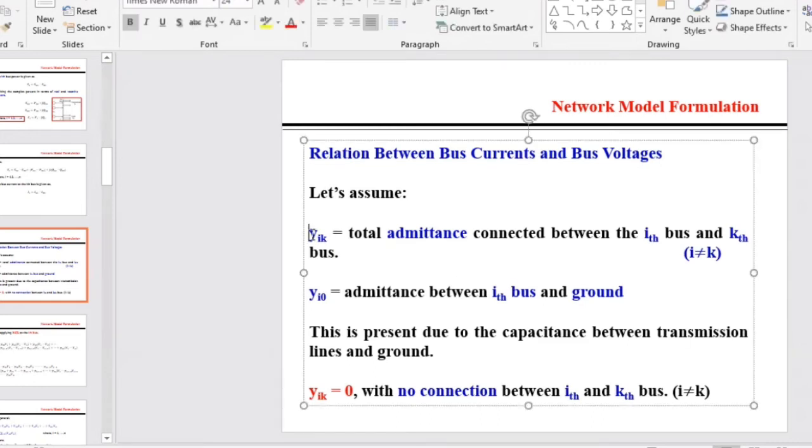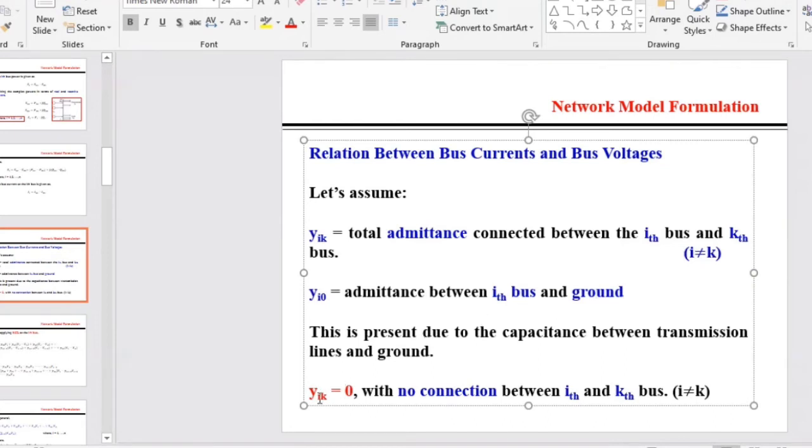So we represent YIK, meaning the admittance between the ith bus and kth bus. But again, here we have to remember that i cannot be equal to k in this case, meaning the bus is connected to itself. That cannot be the case here. So YIK is represented as the admittance between the ith bus and kth bus. YI0, this is 0, this is not O. 0 is represented for ground. So it is the admittance between the ith bus and the ground.